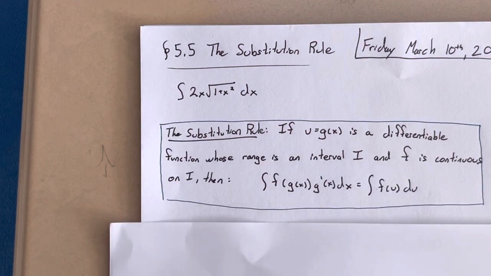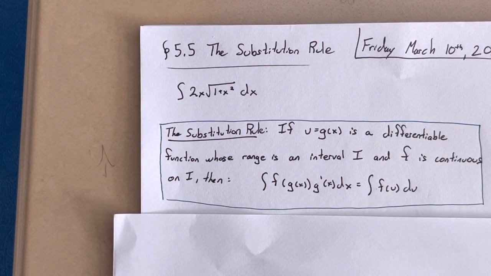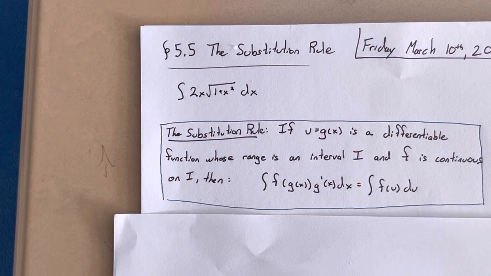So the substitution rule is as follows: if u equals g of x is a differentiable function whose range is an interval I and f is continuous on I, then the integral of f of g of x times g prime of x dx should equal the integral of f of u du. Just reading that back, you're probably still confused. This is one that is best done via examples.